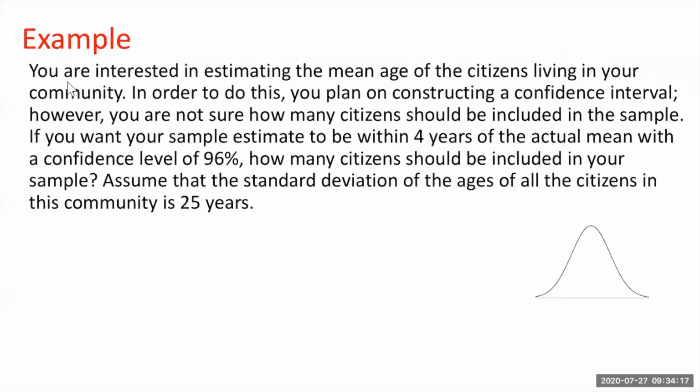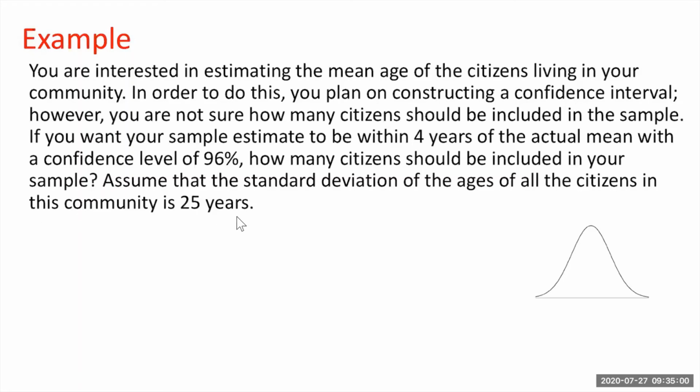Example: you are interested in estimating the mean age of the citizens living in your community. In order to do this, you plan on constructing a confidence interval. However, you are not sure how many citizens should be included in the sample. If you want your sample estimate to be within 4 years of the actual mean, with a confidence level of 96%, how many citizens should be included in your sample? Assume that the standard deviation of the age of all citizens in this community is 25 years.